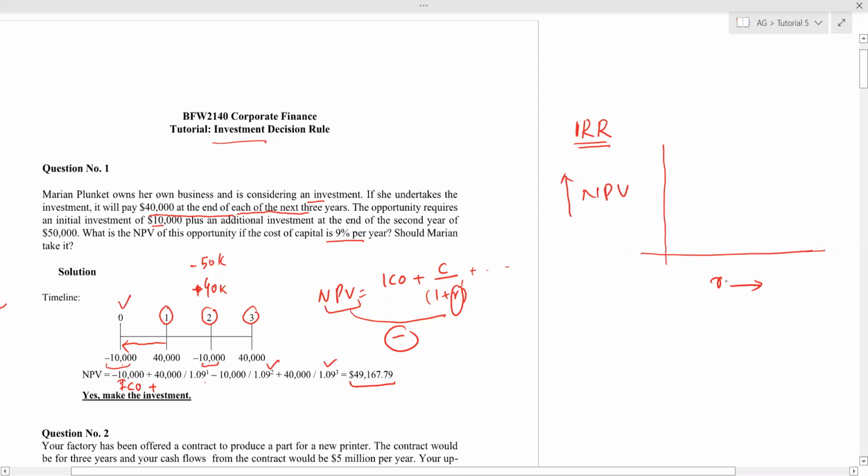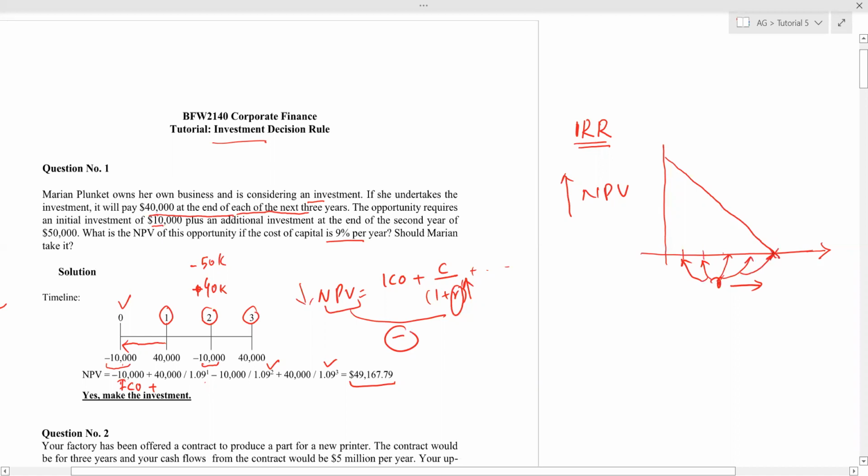So if you draw it on these axes, in the x-axis we have cost of capital, and in y-axis we have NPV. So it means that when cost of capital increases, NPV should decrease. So we will see a decreasing graph. Okay. So as you can see, this is also cost of capital, cost of capital, cost of capital.